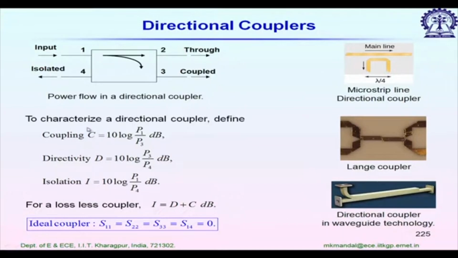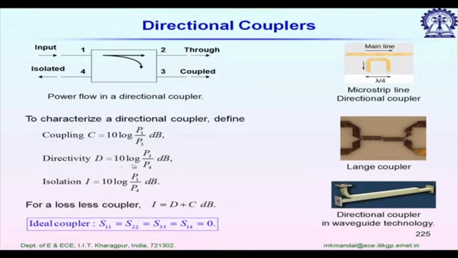We define coupling C as 10 log P1 by P3 in dB, where P1 is the incident power and P3 is the coupled power available at port P3. Similarly, we can define directivity: how isolated it is with respect to the power coupled to the coupled port.